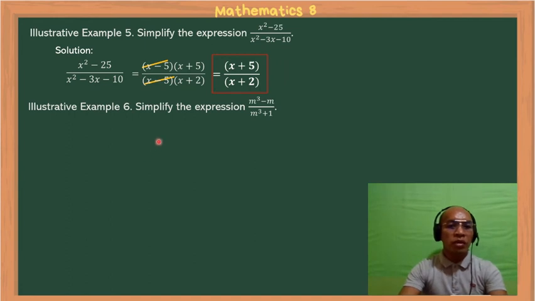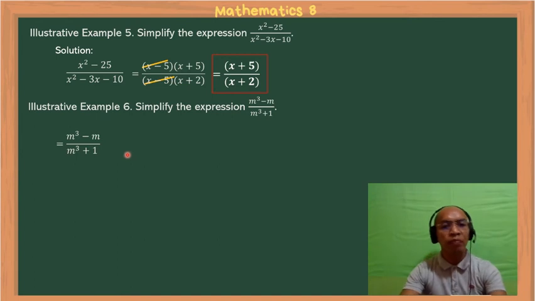So example number 6, or last example. Simplify the expression m cubed minus m all over m cubed plus 1. In our numerator, the first term is a perfect cube. However, the second term is not a perfect cube. But in our denominator, the first term is a perfect cube and 1 is also a perfect cube. Therefore, the denominator can be factored using factoring the sum of two cubes.